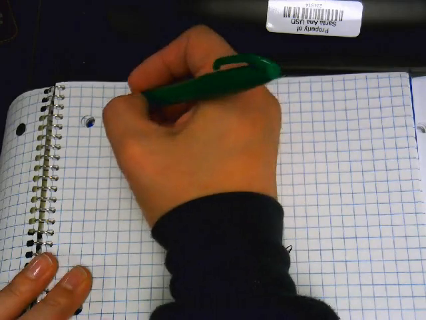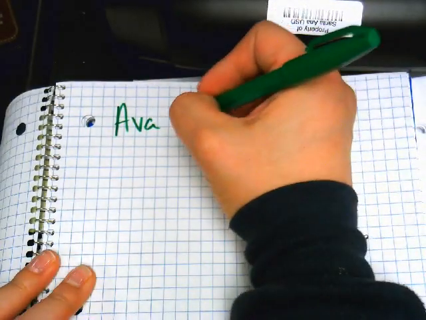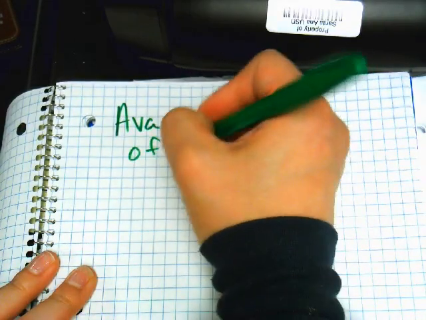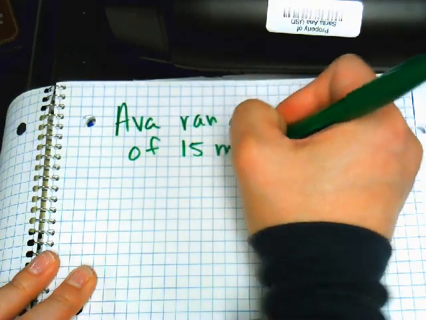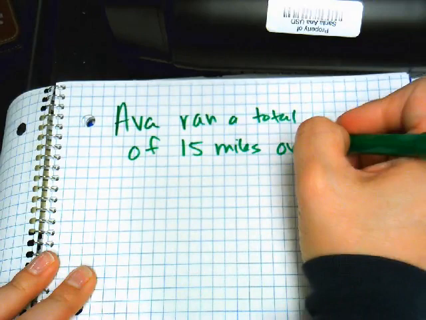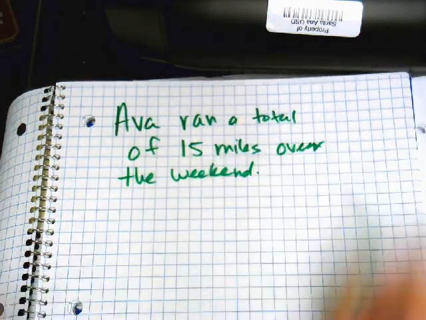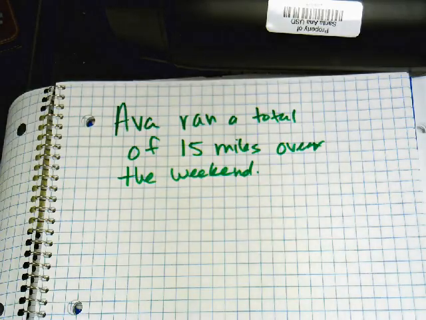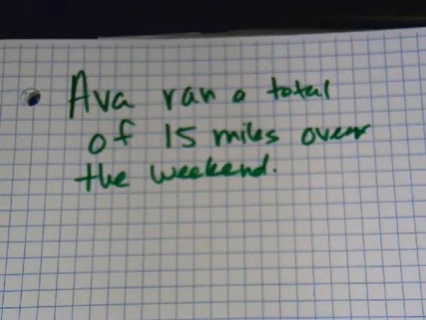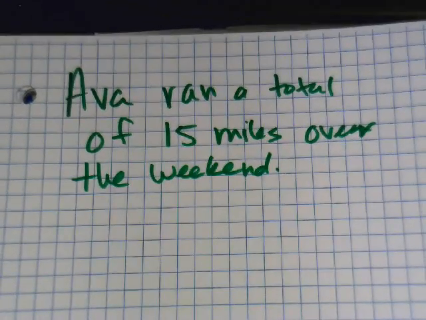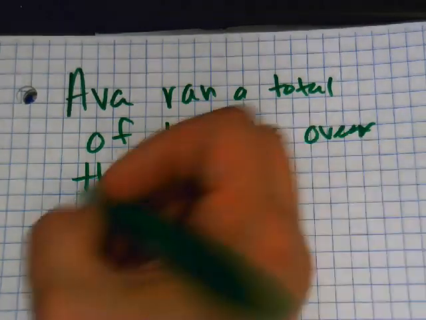Ava ran a total of 15 miles over the weekend. Okay? So Friday, Saturday, Sunday, she ran a total of 15 miles. She didn't do it all at once. She just ran it Friday, a little bit of Saturday, Sunday, whatever. Okay, sorry for my messy writing.